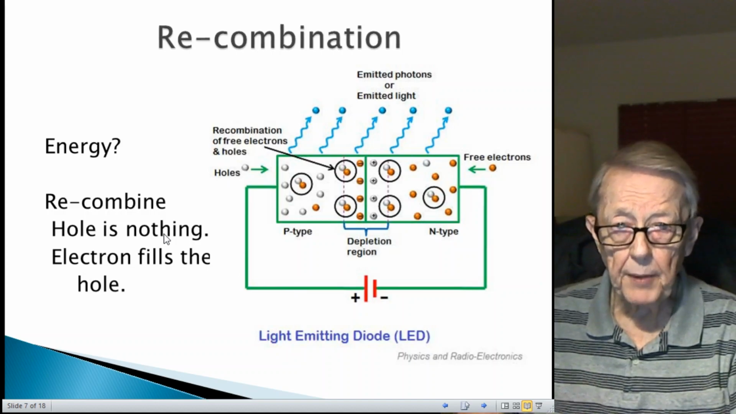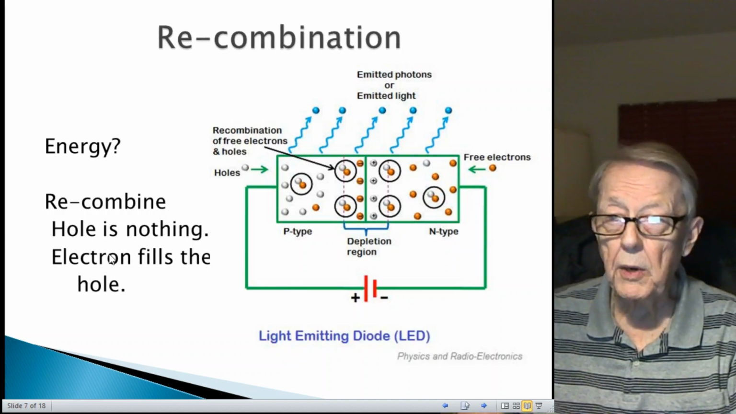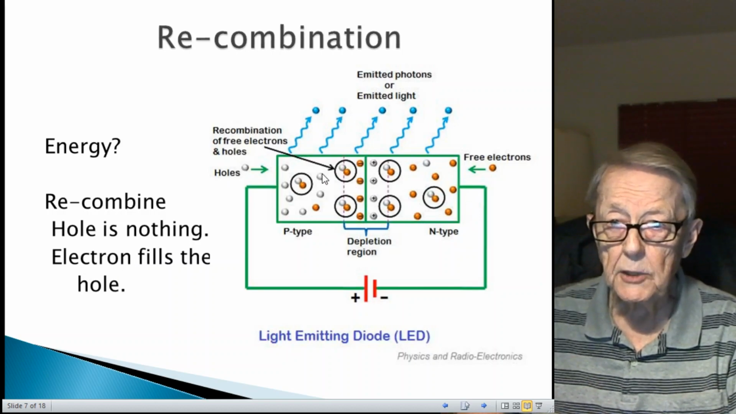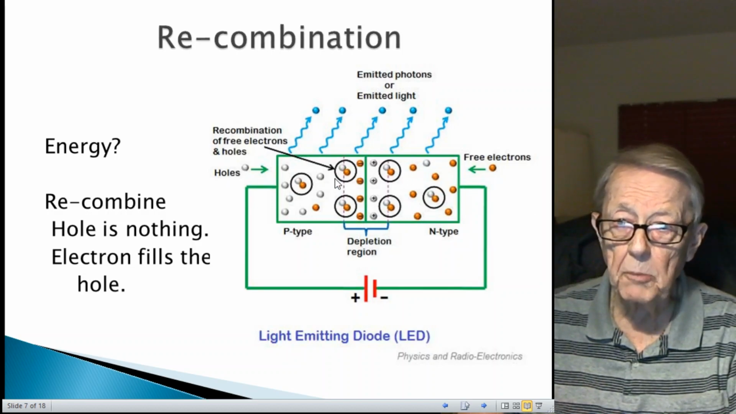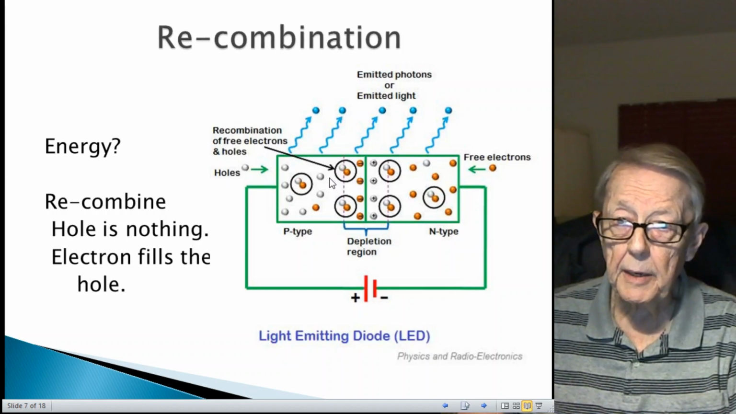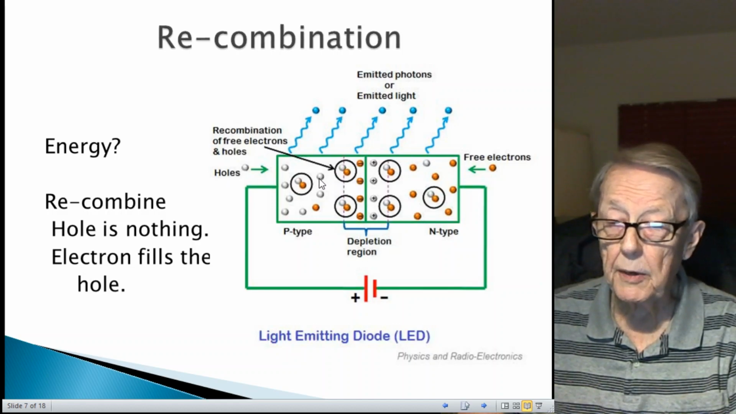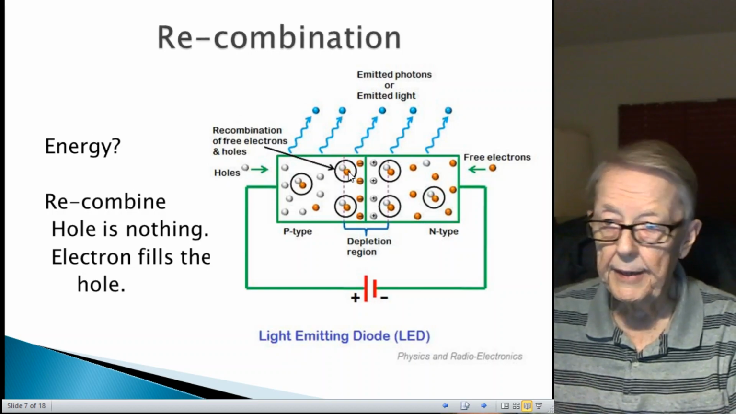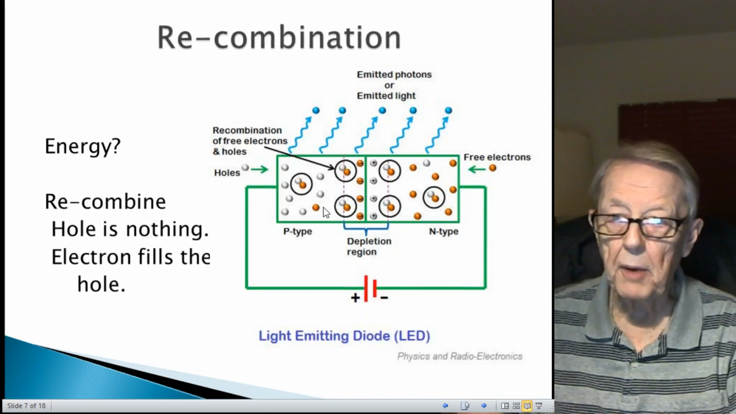But anyway, the hole is nothing, and what really happens in my mind is the electron fills the hole. That's what happens. There's no pushing of the hole. The electron moves this way, and it goes into an empty space where it can exist, and therefore it recombines.